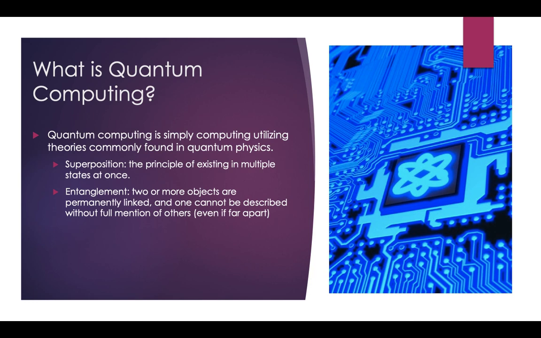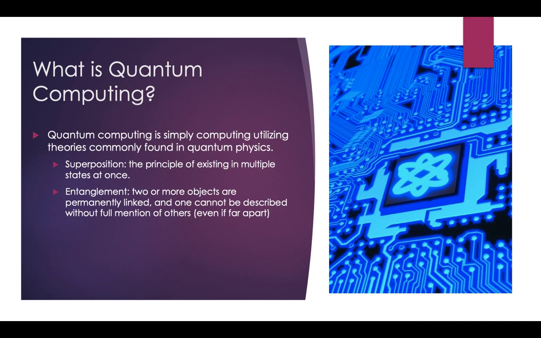So what is quantum computing? Quantum computing is simply computing utilizing theories commonly found in quantum physics. These tend to be superposition and entanglement. Superposition is the principle of existing in multiple states at once. Essentially, each element exists in all possible states at the same time. For example, off is also on, up is also down, left is also right.